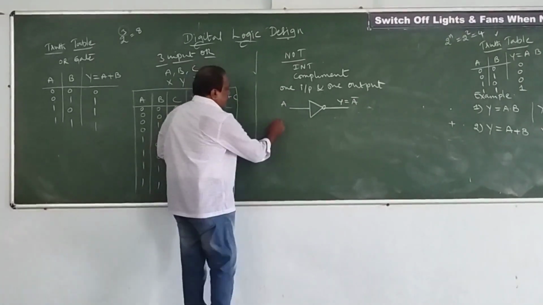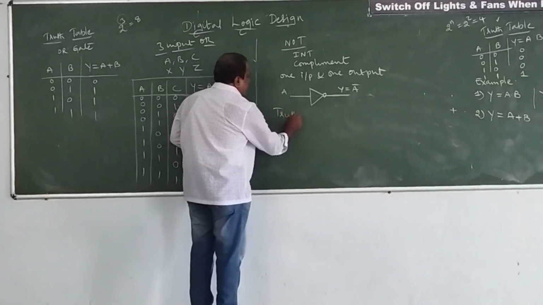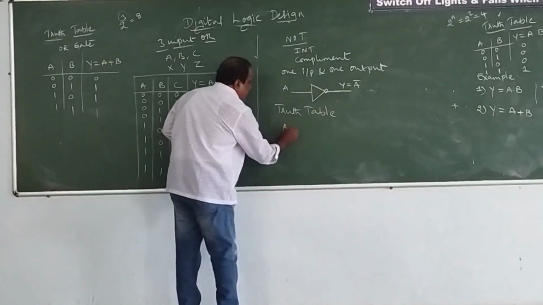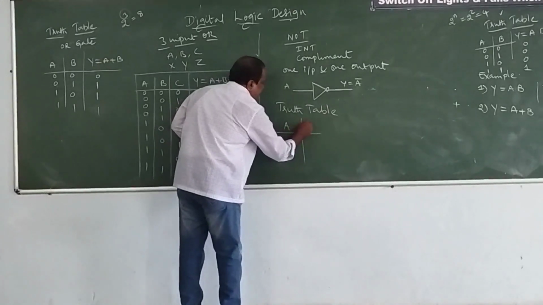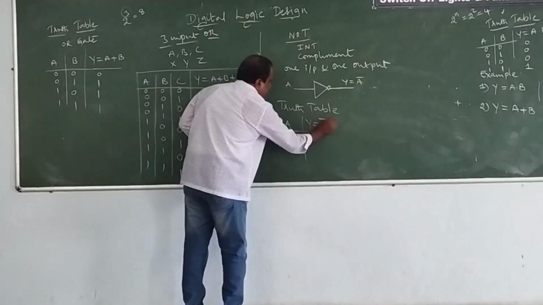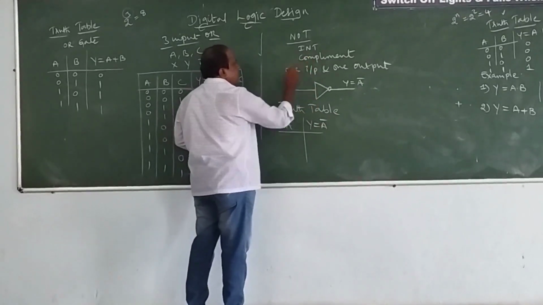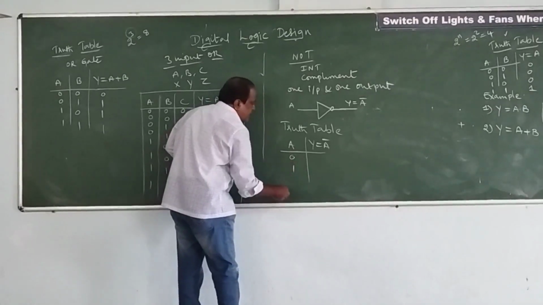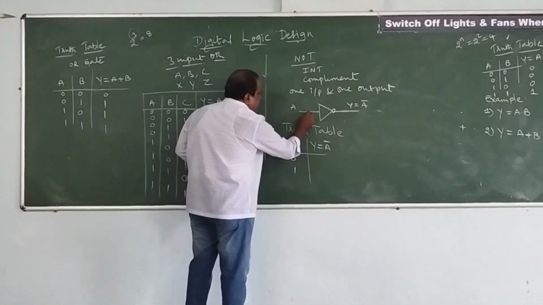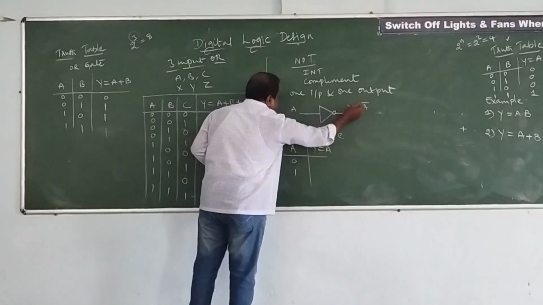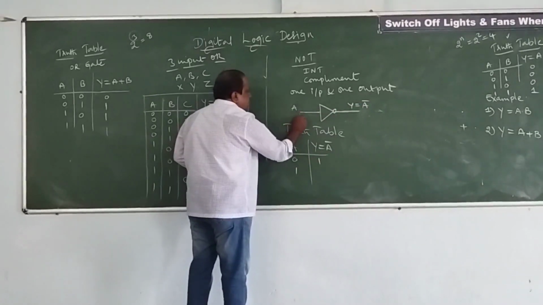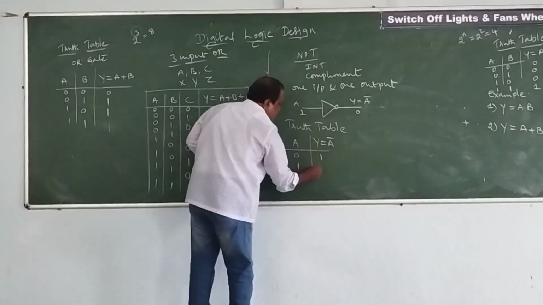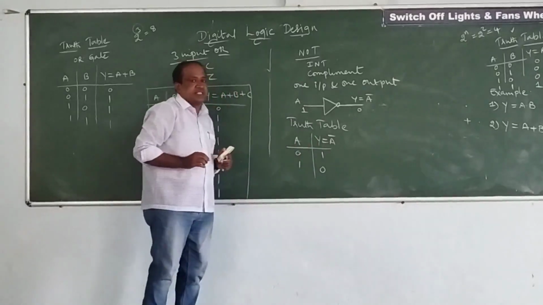Now coming to the truth table. As it is one variable, we get only two possible values in the truth table. A is the variable and Y is equal to A complement, that is, the inversion. The two possible values are 0 and 1. If you give the input as 0, you are going to get 0 bar, which is equal to 1. If you give the input as 1, you are going to get the output 0, because 1 bar is equal to 0.